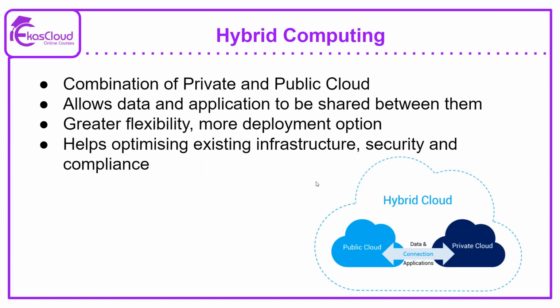Next is hybrid computing. Hybrid computing is actually a combination of both private and public cloud. It allows data and applications to be shared between them. So hybrid is actually the blend of the other two, which is known to be the most popular deployment model. Hybrid uses both public and private based on the purpose and requirements.